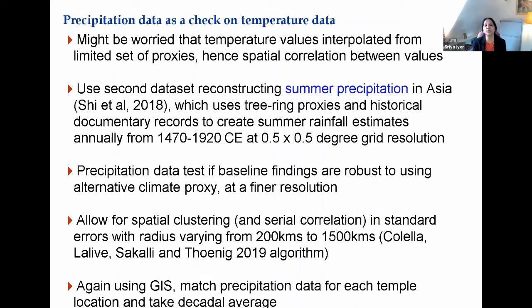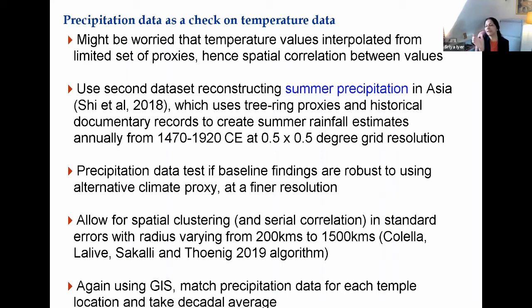And so in this project, what we also do is use a second data set that reconstructs summer precipitation in Asia from the data provided by Shi et al. This uses, again, tree ring proxies and historical documentary records to create rainfall estimates annually from 1430 to 1920 at a smaller degree grid resolution. These data test if the baseline findings are robust to using an alternative climate proxy at a finer resolution.